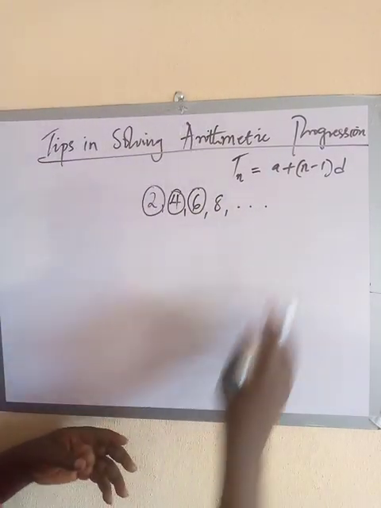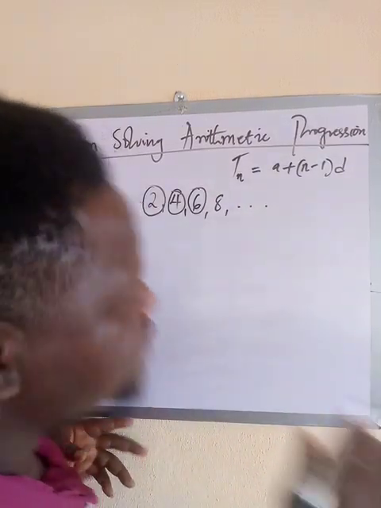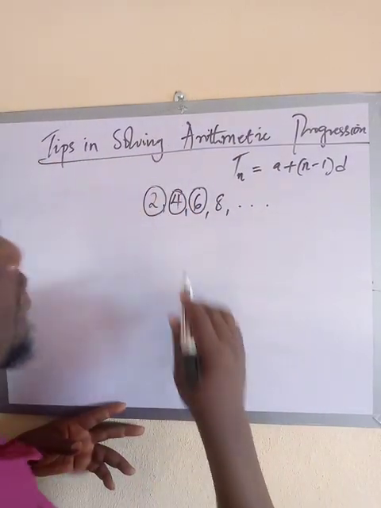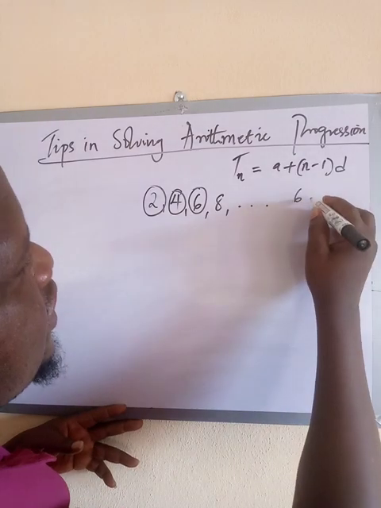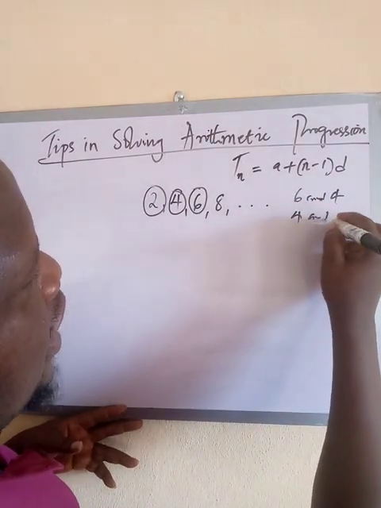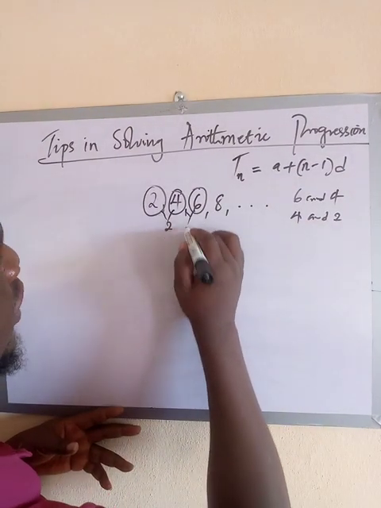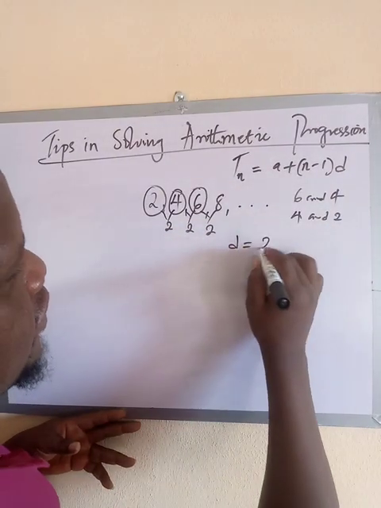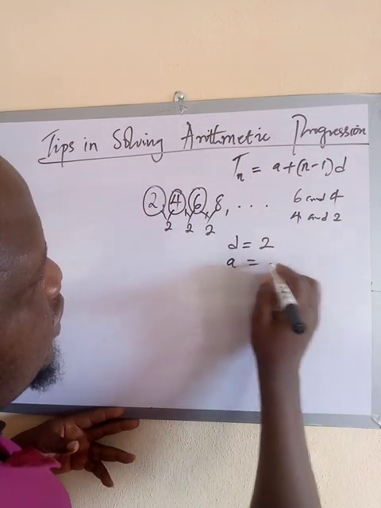Now, from the formula, the common difference is the difference between the first term and the second term, and also the difference between the second term and the third term. You can call it the difference between 6 and 4, and the difference between 4 and 2. The difference is 2. The difference here is 2. In that case, the common difference is 2.